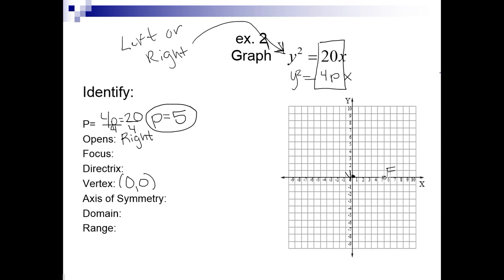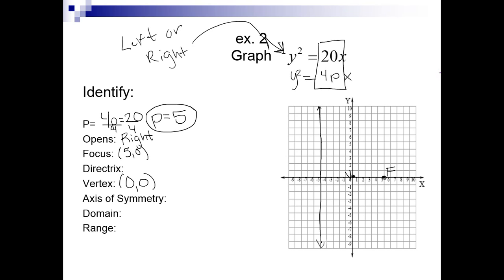So let's put that as an ordered pair. What ordered pair is for that focus? 5, 0 should be correct. That looks right. Now, my directrix is not to the right of my vertex, but to the left of my vertex. So I'm going to move from the vertex and go to the left 5. 1, 2, 3, 4, 5. Here is my directrix.